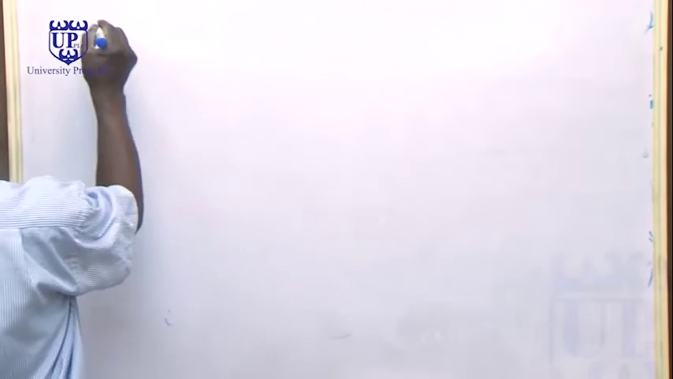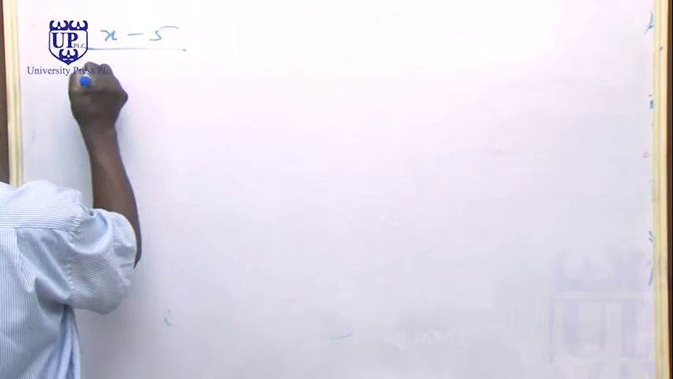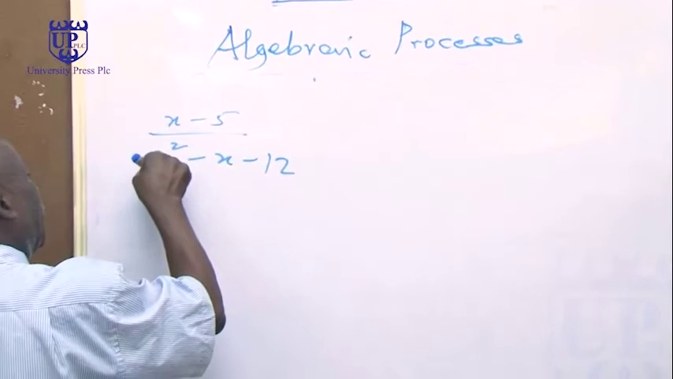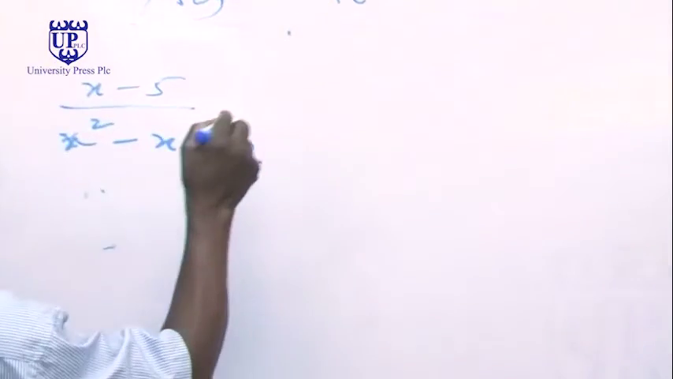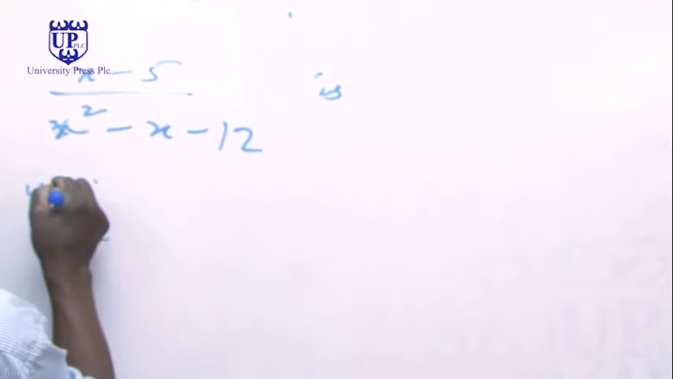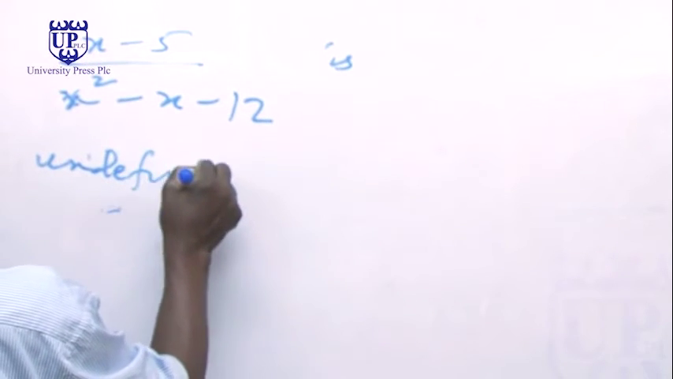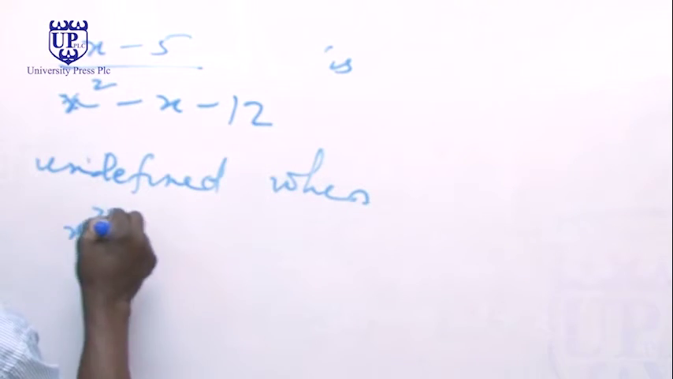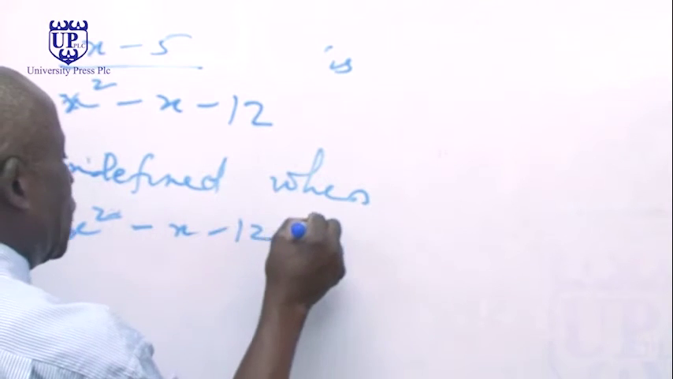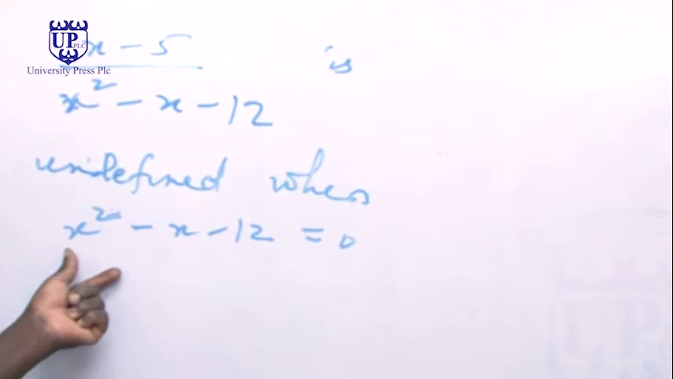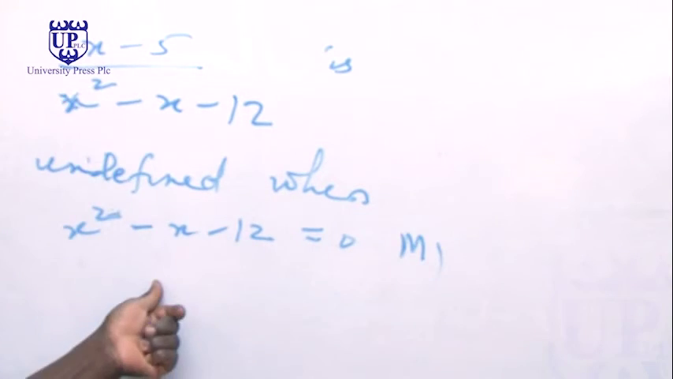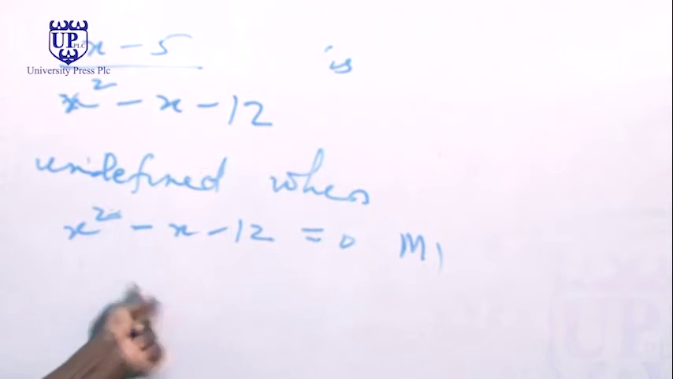The given expression, x minus 5 everything over x squared minus x minus 12, is undefined when x squared minus x minus 12 equals 0. That is when the denominator is 0. For recognizing that, that is the first step, M1. Then you have to factorize this. You can solve this one.